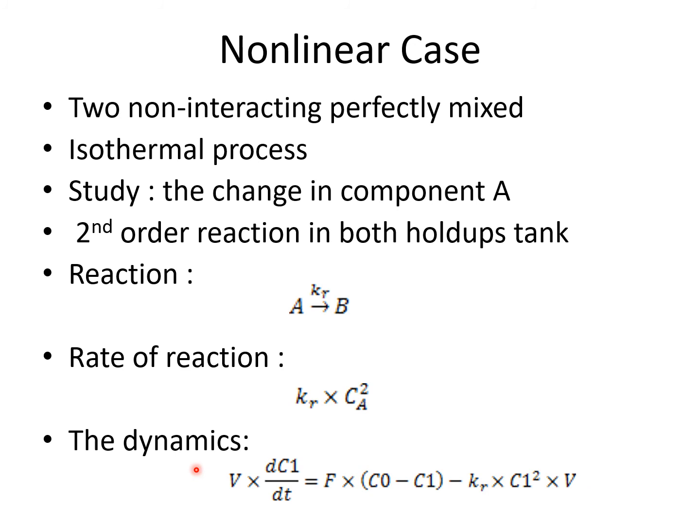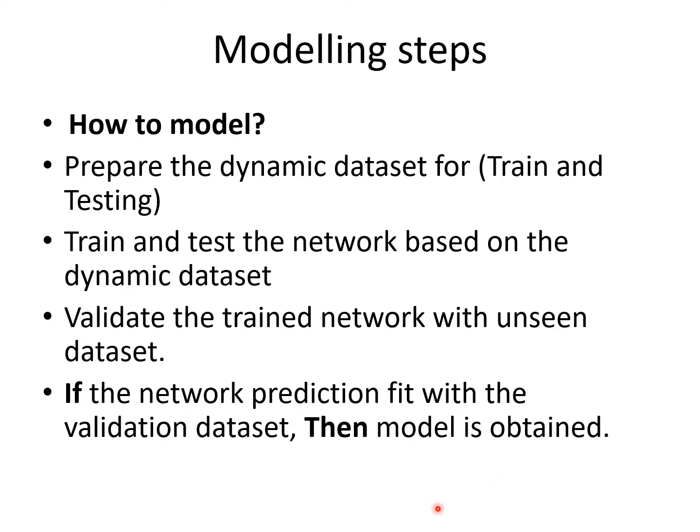So we are trying to use the network to predict the output based on the inputs. The logical output will be the output coming from the second tank, C2 in that case. And the logical input will be the C0 input, the concentration coming in. So how do we model? Again, as before, we prepare the dynamic data set for training and testing.